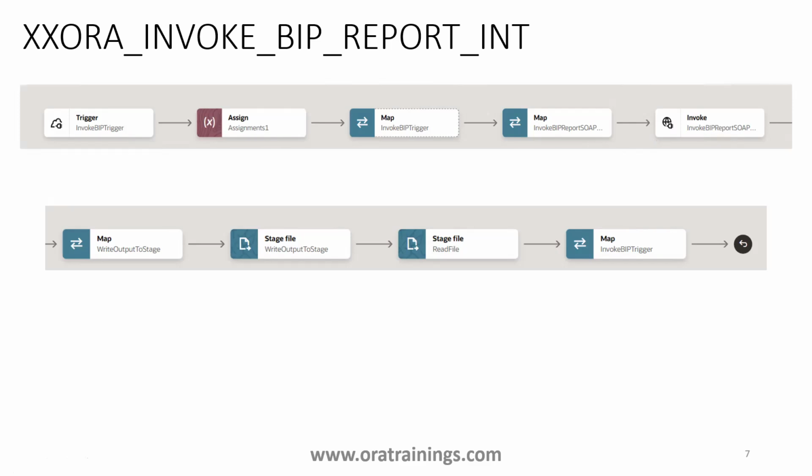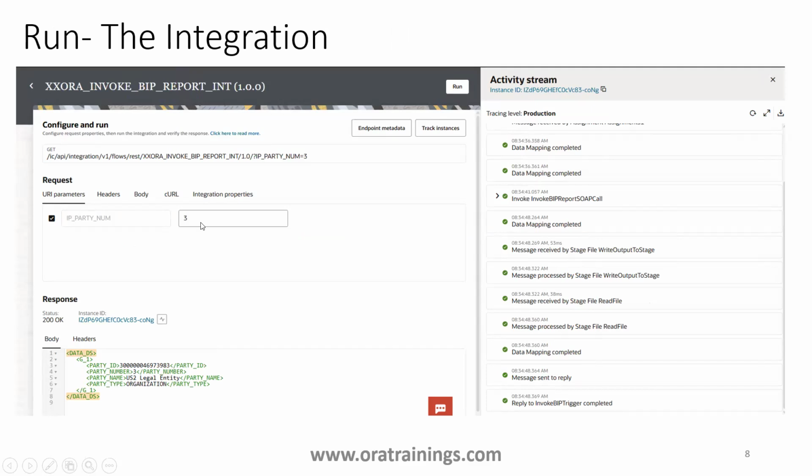Once we get the response from the invoke activity of the BIP report, that will be mapped to the stage file as an opaque element. Then this opaque stage file will be converted into an XML file. And finally, we'll be displaying that output in our response. This is what we want to achieve in our demo today. This is the final look and feel when you run the integration. Provide the input parameter like party number, and then we should be able to get the response like this in an XML payload.